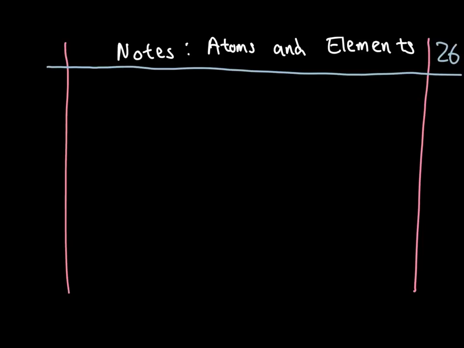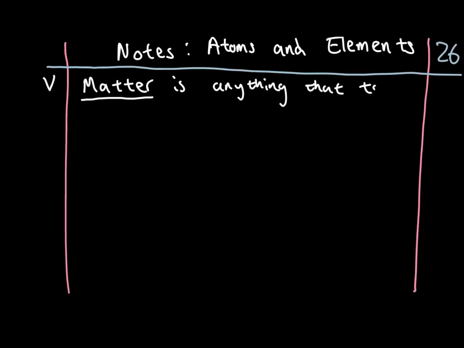Okay, let's begin. First, we need to define some vocabulary words. To show that it's a vocabulary word, beside the red line, we're going to put a V for vocabulary. So the first word is matter. We're going to underline the vocabulary word. Matter is anything that takes up space and has mass.